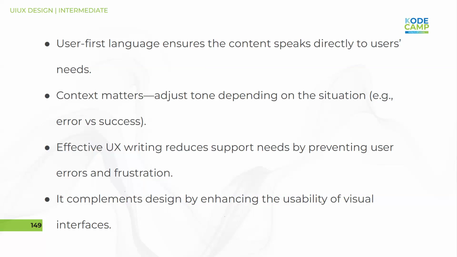All right, effective UX writing reduces support needs by preventing user errors and frustration. So when your UX writing is perfect, if users encounter errors, they will know how to go ahead and maneuver the error. Now, if it is success, they'll know, oh, it is successful. If it is frustration, they will not be frustrated because your UX writing is actually going to help them sort this out.